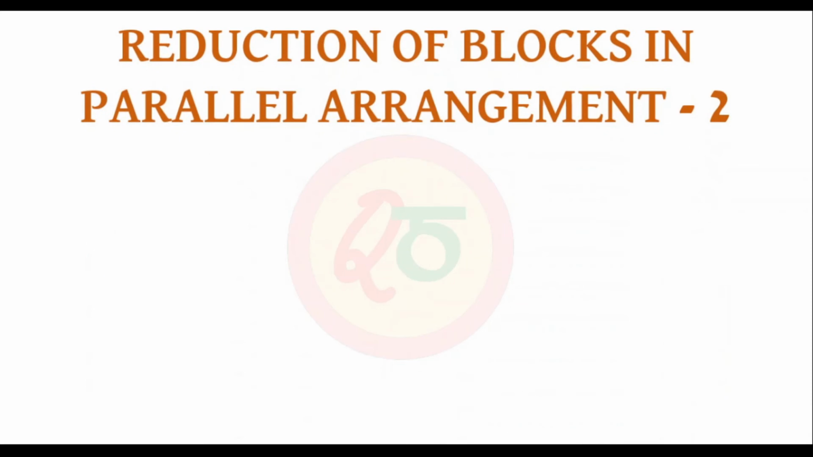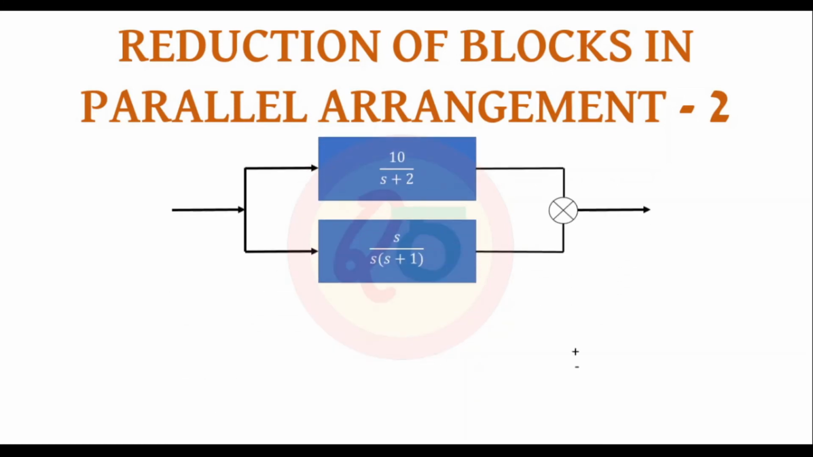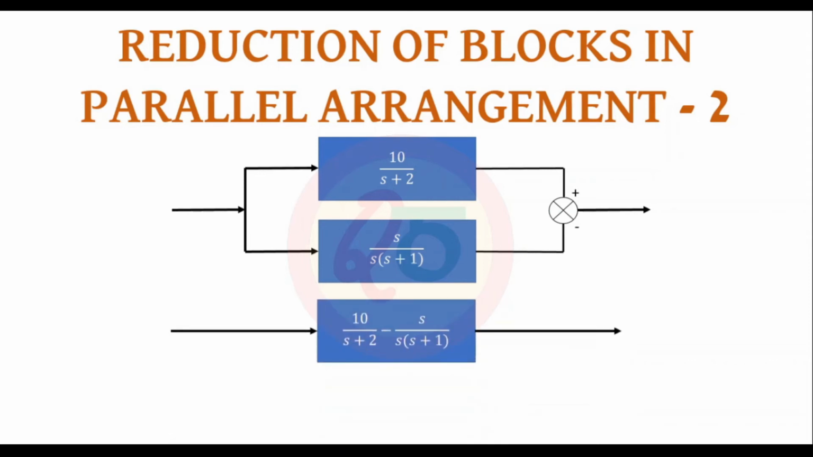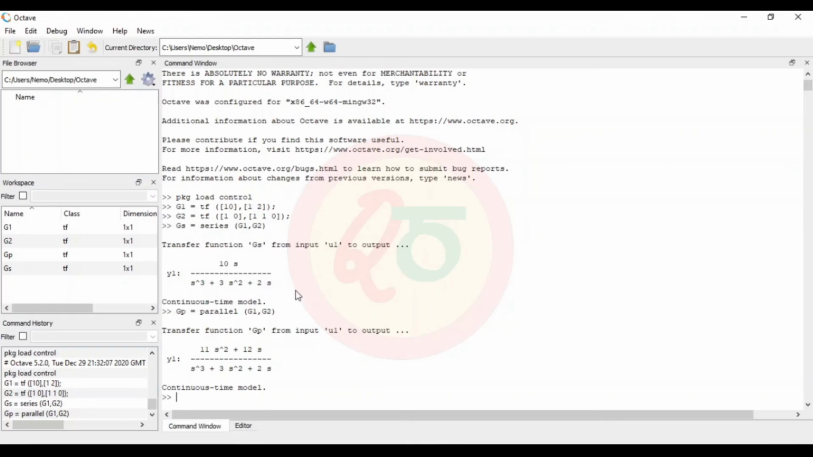Now we'll look into the second arrangement, wherein the same two blocks are connected in the parallel arrangement as it was done before, but there is a small change. Now 10 by s plus 2 is connected positively, but the other block is connected negatively. So 10 by s plus 2 minus s by s square plus s will give you the resultant value 9s square plus 8s by s cube plus 3s square plus 2s. This value we need to obtain.